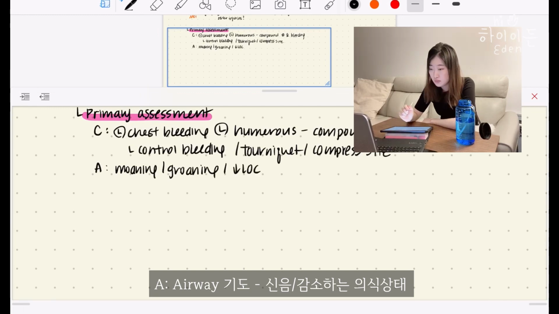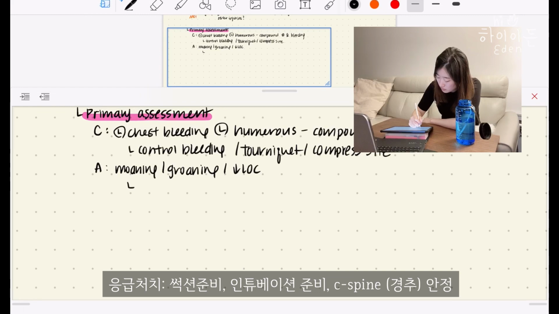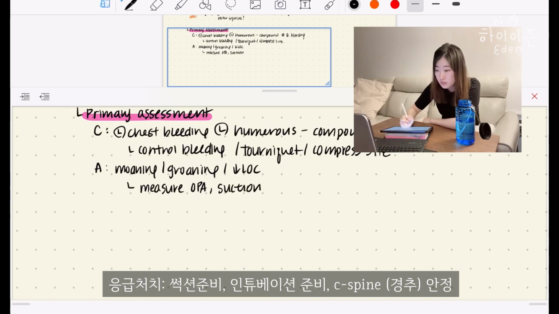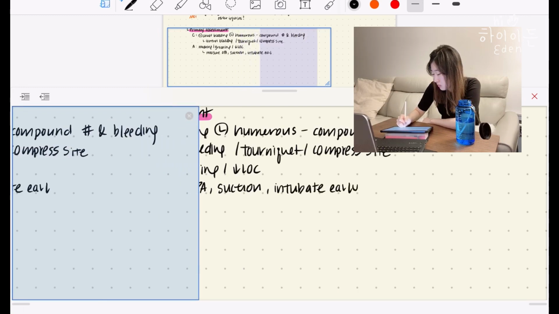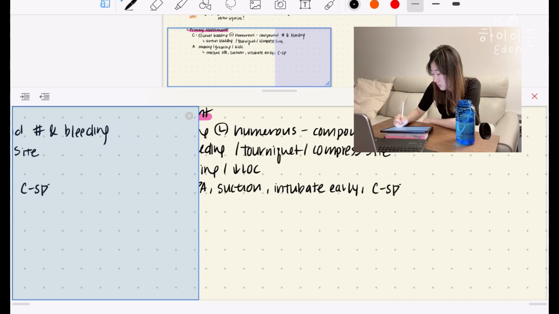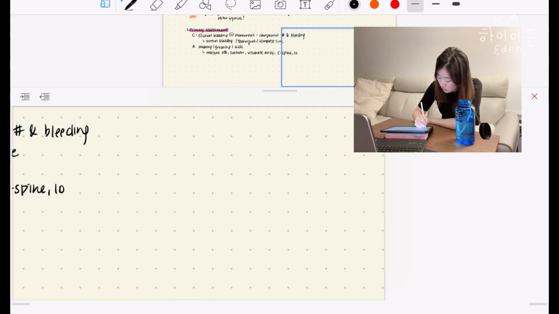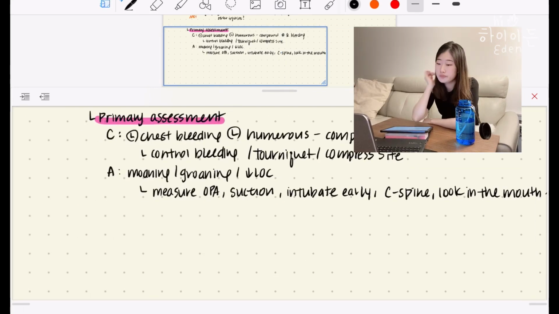Is there anything else that we want to know? Yeah, so we need to have suction ready for sure, measuring our oral airways. We're definitely concerned that he's deteriorating. Armand is saying intubate early, right? Yes, and C-spine. Perfect. Great. Look in the mouth. Awesome. Yes, so we need to make sure we look in the mouth. Is there any loose teeth, bleeding, anything that could be obstructing his airway?